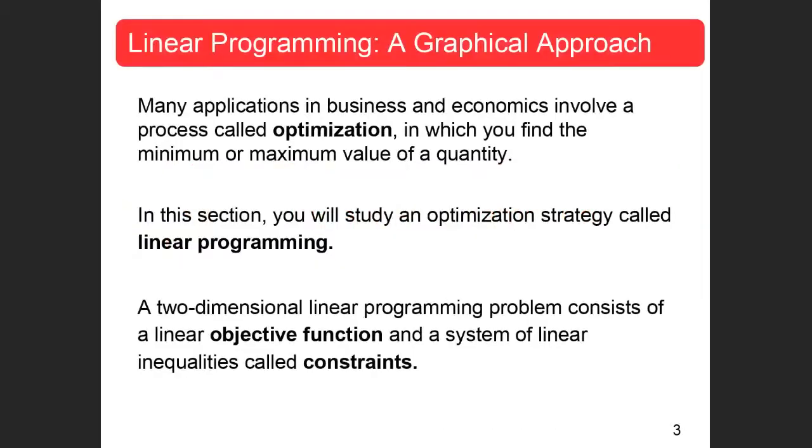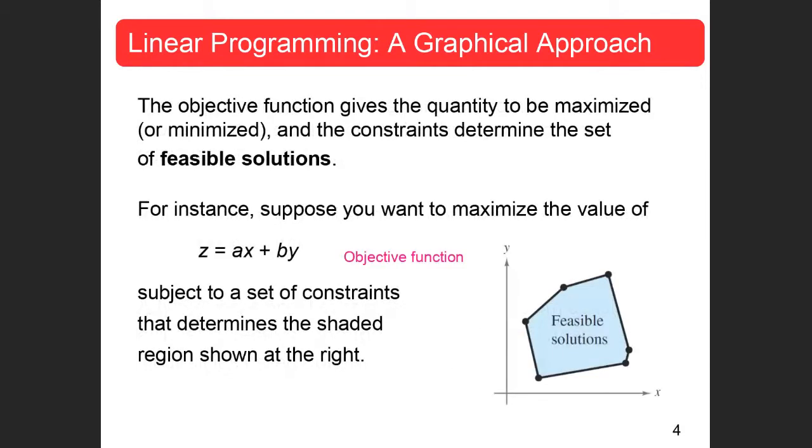Many applications in business and economics involve a process called optimization, in which you find the minimum or maximum value of a quantity. In this section, we will study an optimization strategy called linear programming. A two-dimensional linear programming problem consists of a linear objective function and a system of linear inequalities called constraints. The objective function gives the quantity to be maximized or minimized, and the constraints determine the set of feasible solutions.